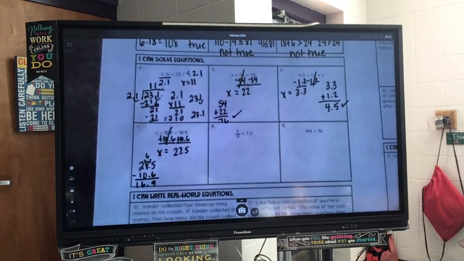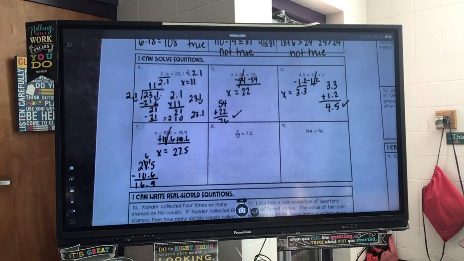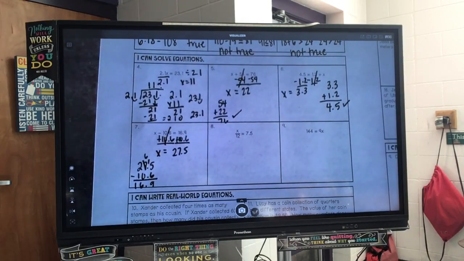Alright, the next one. So this says x over 12. What is that bar? Is that a fraction bar? It's a fraction bar, right, Ryan? No, it's a division bar. How do you know? Because there's a variable on top. Oh, because there's a variable on top. It's not a fraction. It looks like a fraction, but it's division. Are you sure? Very nice.